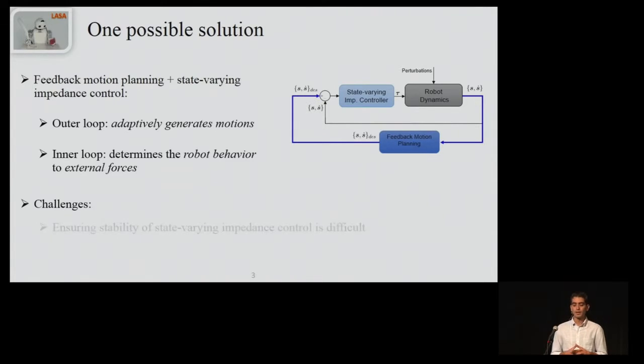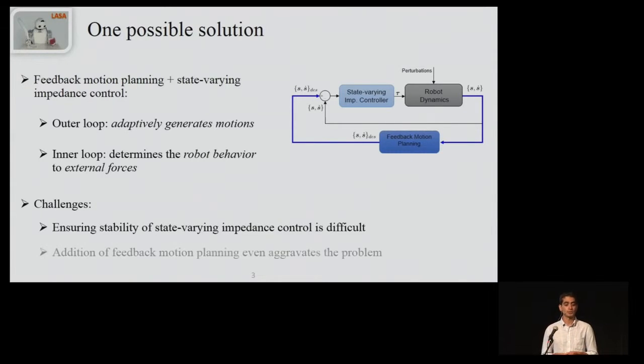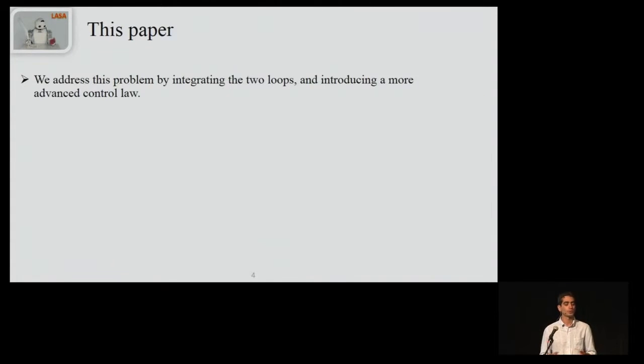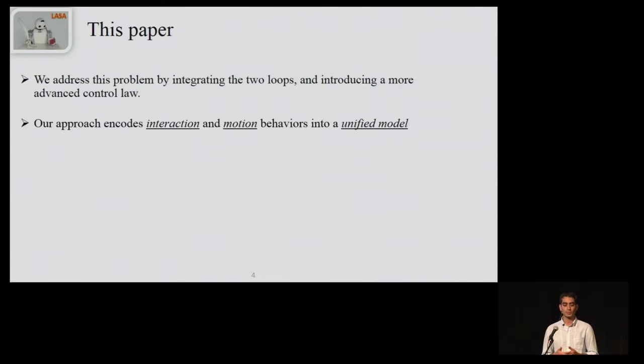However, there are several challenges associated with this control architecture. First, ensuring stability of variable impedance control by itself is a difficult problem, and only a few studies have been done in this direction. Second, the addition of feedback motion planning makes stability analysis much more complex. At this point, we thought maybe we should revisit the problem and try to come up with a simpler solution. And we noticed that, in fact, it makes much more sense to merge the two control loops into one single control loop by using a more advanced control technique. And that is what this paper is about: to unify motion generation and impedance control.